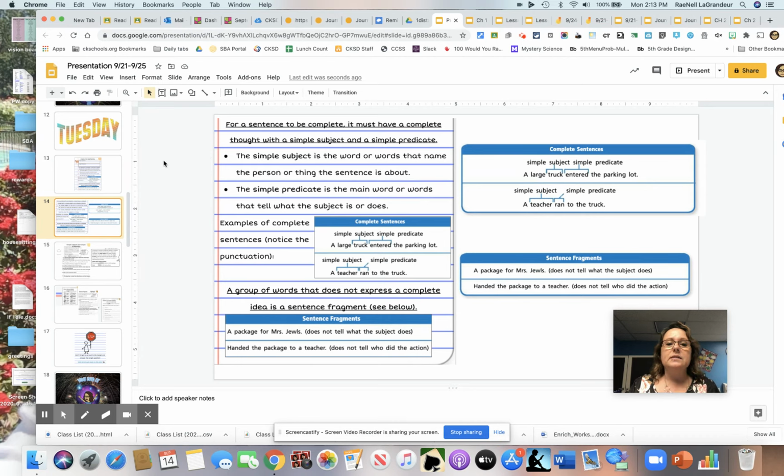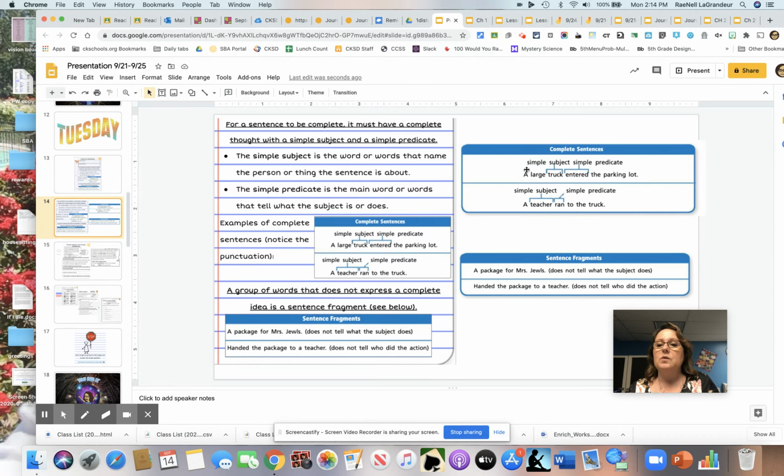It says, for a sentence to be complete, it must have a complete thought with a simple subject and a simple predicate. What is a simple subject? Well, a simple subject is the words that tell us who or what the sentence is about. And a simple predicate tells us what that thing or person does. What does the subject do in it? If you have those two things, you have a complete sentence. So let's really quick look at a couple examples.